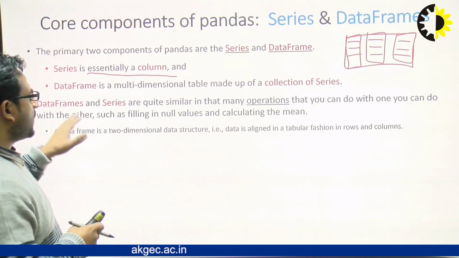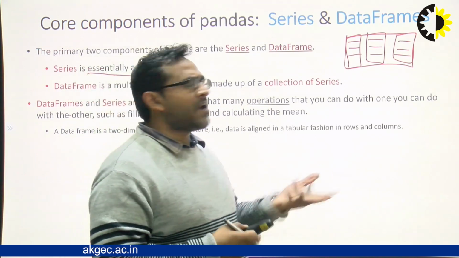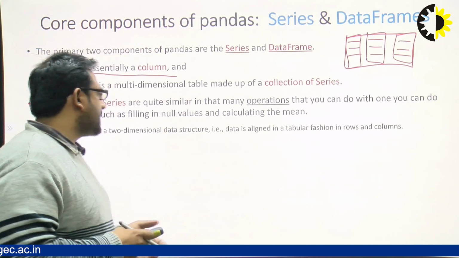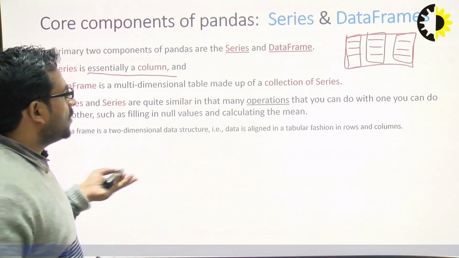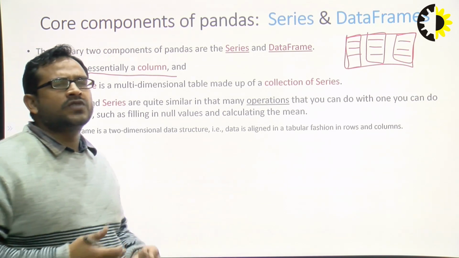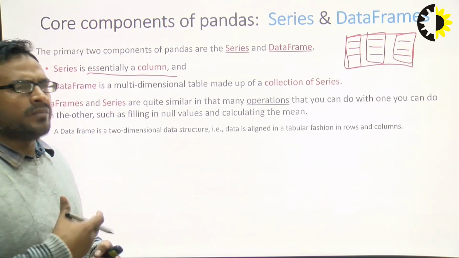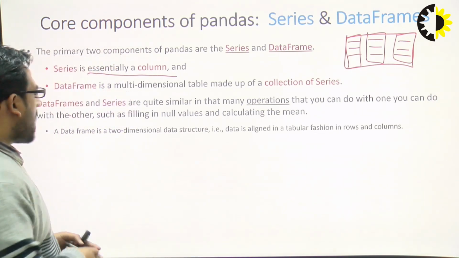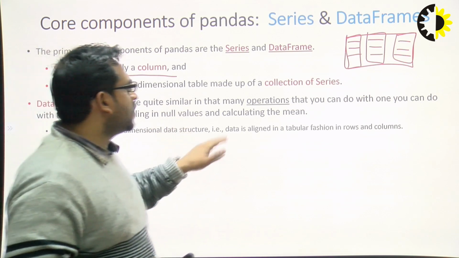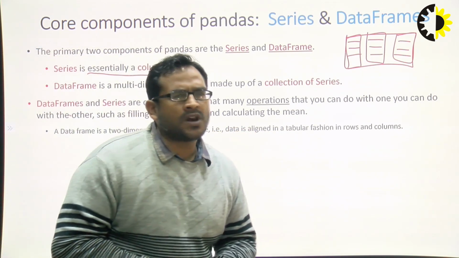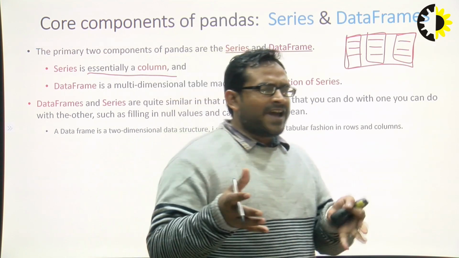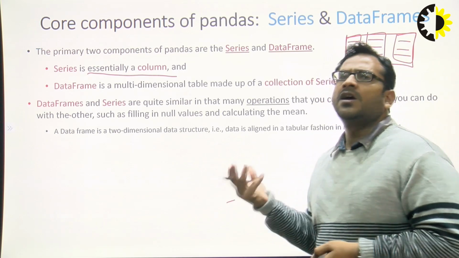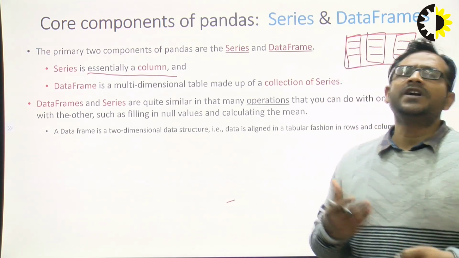Okay, so data frame and series are quite similar in many operations, right? Obviously, if you can apply an operation on a single column, you can apply it on multiple columns. You can do multiple operations like filling the null values, calculating the mean, mode, and many more statistical operations on a data frame. A data frame is a two-dimensional data structure. Data is aligned in a tabular fashion in rows and columns. As I already told you, data is organized in rows and columns, and in pandas we can handle it through data frames.